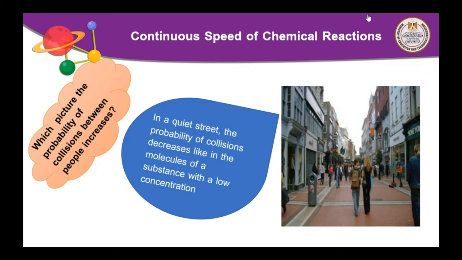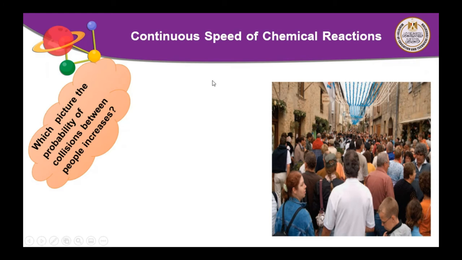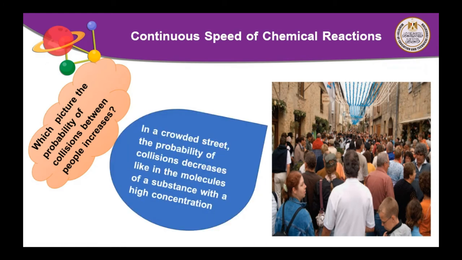What about the number of collisions in crowded places? Yes. In a crowded street, the collisions increase, like in the molecules of a substance with high concentration. You have a similarity between crowded places. This means that the concentration of people in crowded places increases, as the concentration of molecules in the reactant.